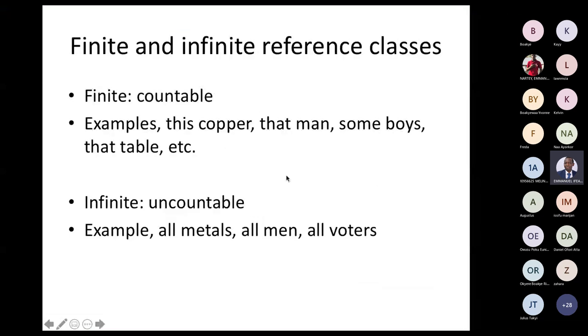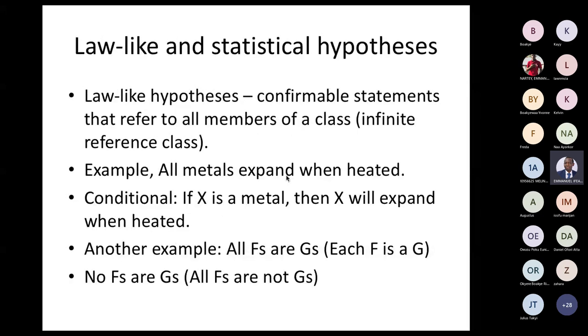Okay, let's look at another distinction between finite and infinite reference classes, which we saw last week. We already know that finite refers to countable. Examples: this copper, that man, some boys, that table. And infinite refers to the uncountable items: all metals, all men, all vapors. Now, that distinction is important in classifying hypotheses into types. Now we have law-like and statistical hypotheses.